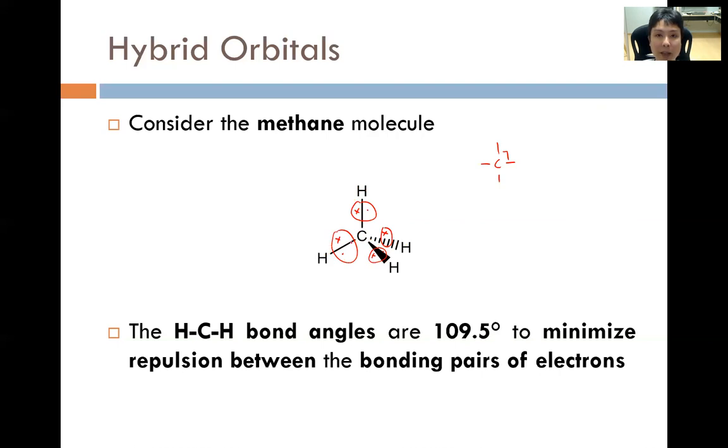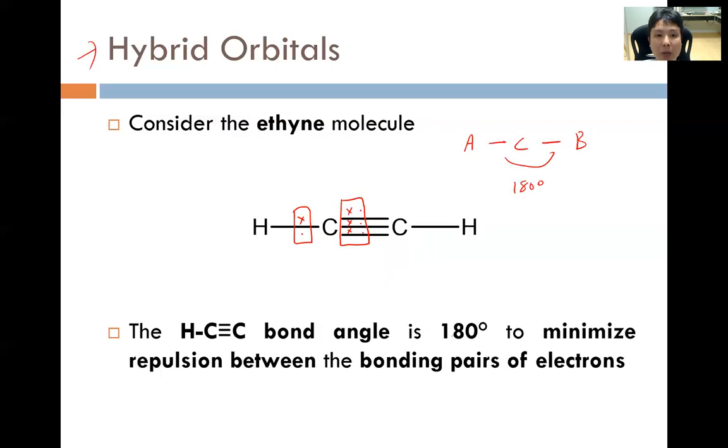Mathematically, it can be shown that for a tetrahedral arrangement, the HCH bond angle is 109.5 degrees, and this will maximize the separation of the 4 electron domains to minimize the repulsion between all the electrons, which will result in the most stable shape of the methane molecule that it can form. And so why are we talking about these 3 molecules? Why are we talking about the ethyne molecule?